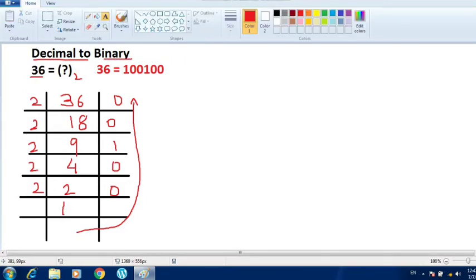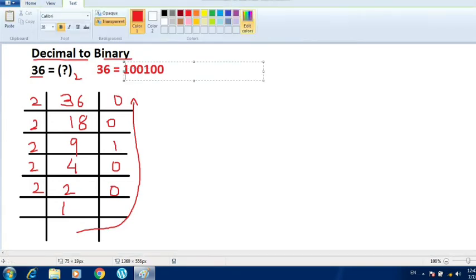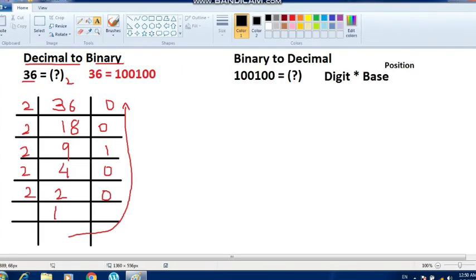So now let us convert binary to decimal. To understand it in a better way, I am going to convert the same number, which is given here, from binary to decimal. As we know that the base is 2. For converting binary to decimal, there is a formula. Students, you can see that on the screen I have written digit into base to the power position, which is the formula to convert binary to decimal.